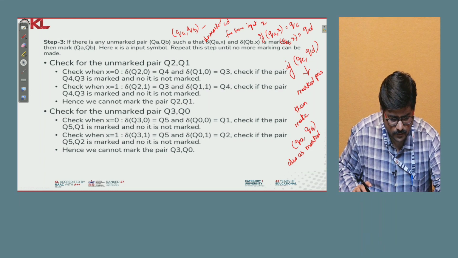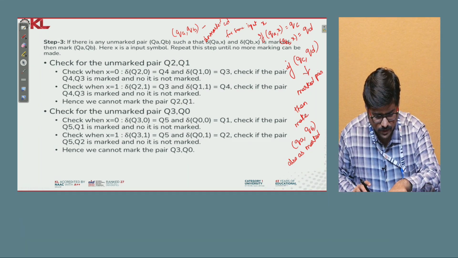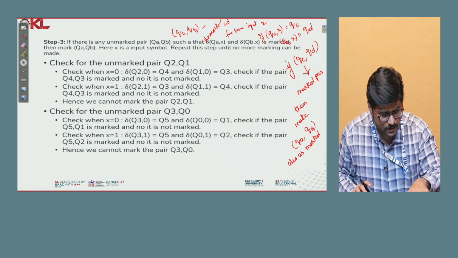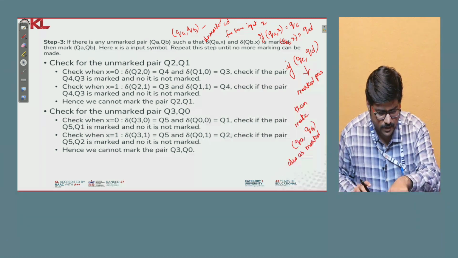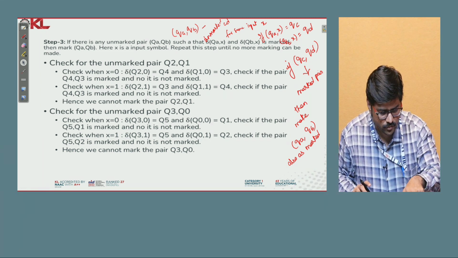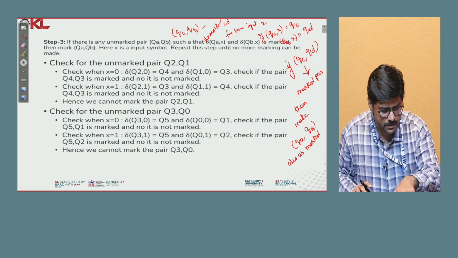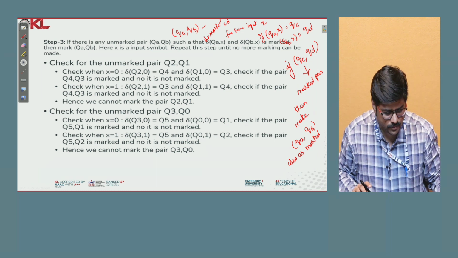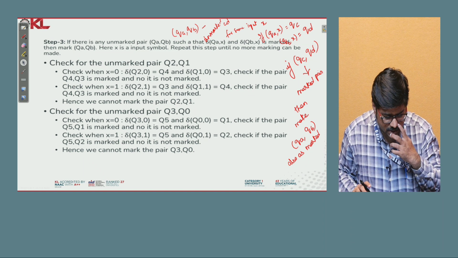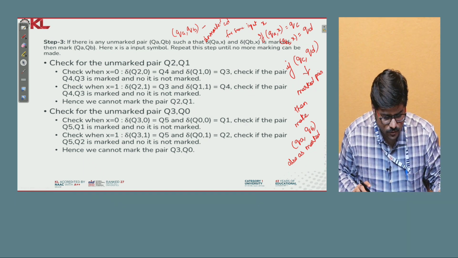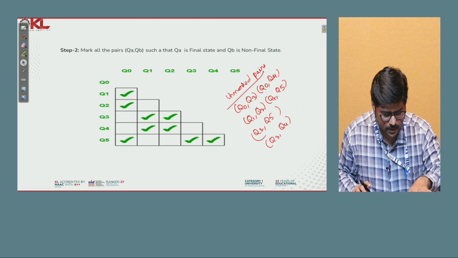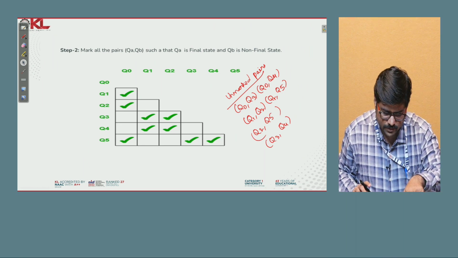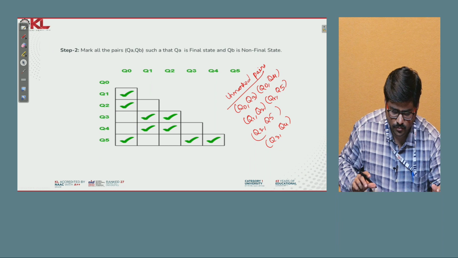So now we have taken this q0 q3, we have got q1 and q5. So check if the pair q1 q5 is marked, and no, it is not marked. Similarly, we have to check the pair q2 q5. Hence we cannot mark the pair q0 q3 because q1 q5 is not marked. See this, q1 q5 is not marked, so we cannot make this q0 q3 marked.